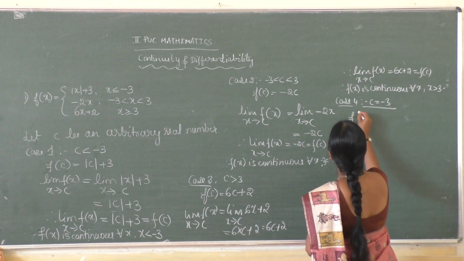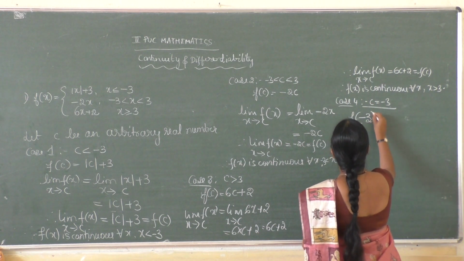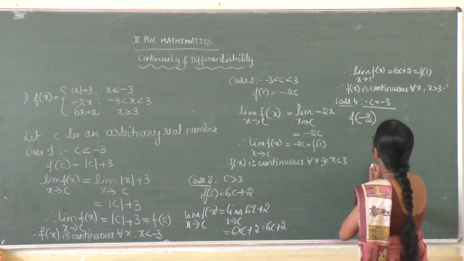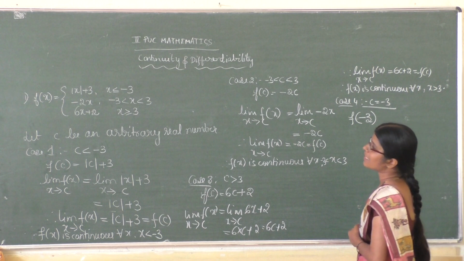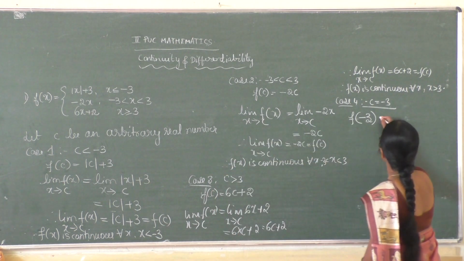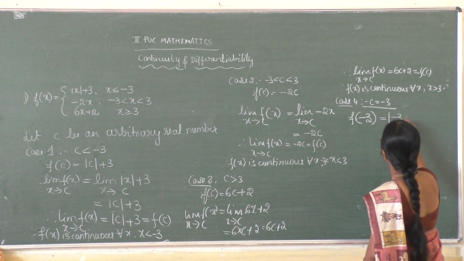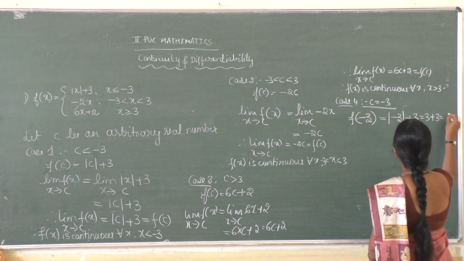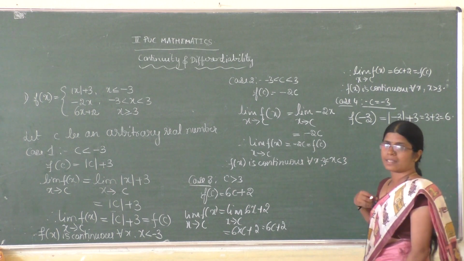So first we have to take the function value, because the particular value is given, c equal to minus 3. We take in the place of x minus 3, and when x is equal to minus 3 the function is modulus of x plus 3. So modulus of minus 3 plus 3, that equal to 3 plus 3 equal to 6.